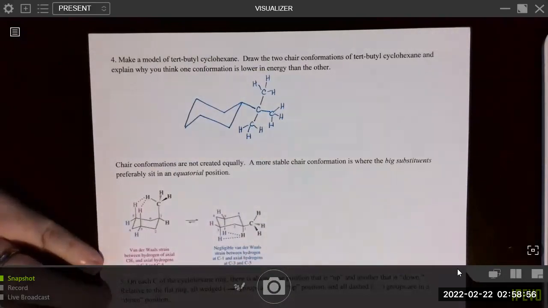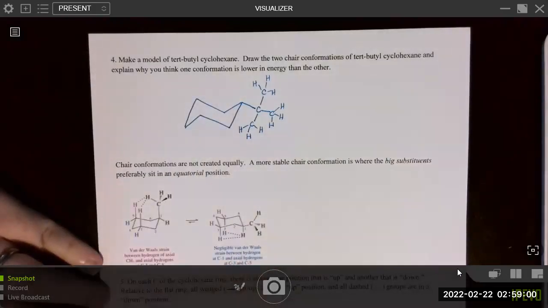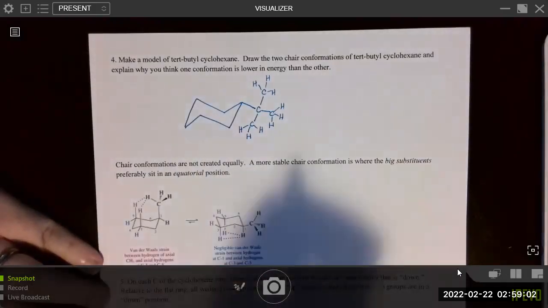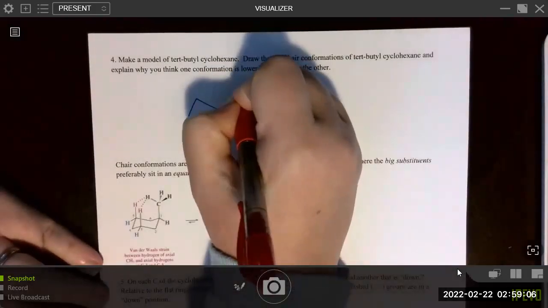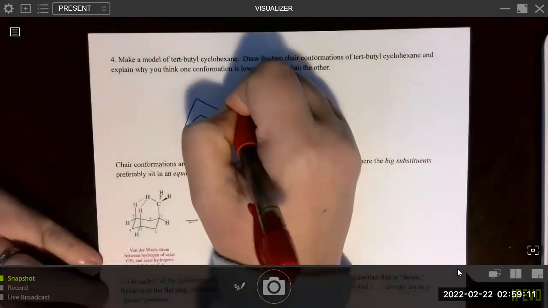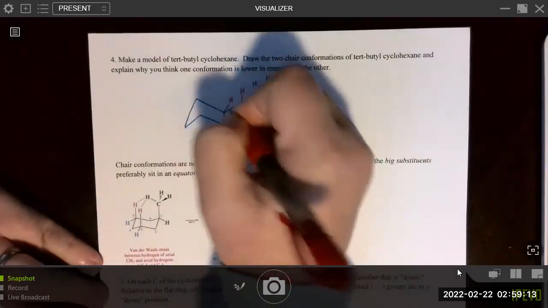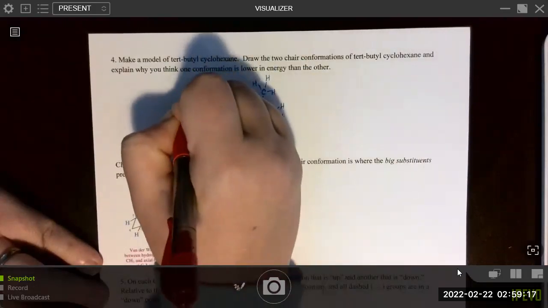And it didn't ask us to draw in all the other hydrogens. And if you had wanted to, you certainly could do that. And just for fun, we'll do that as well. Right? So we have the hydrogen that's up and axial. And we have our hydrogens all around. I'm just going to do this quickly.